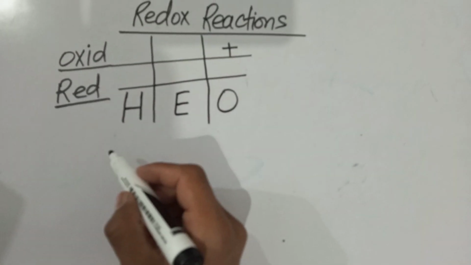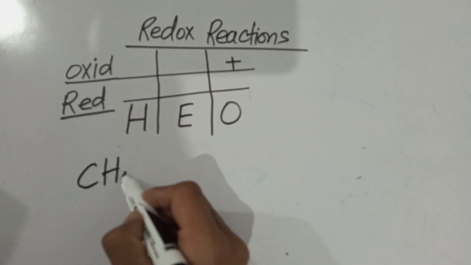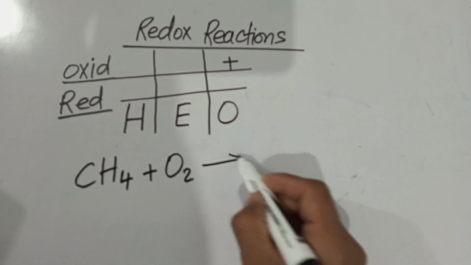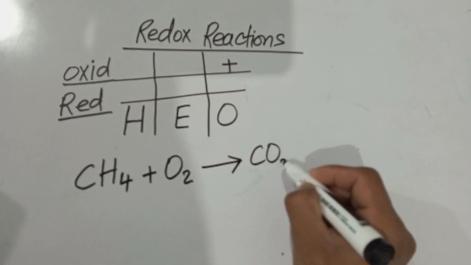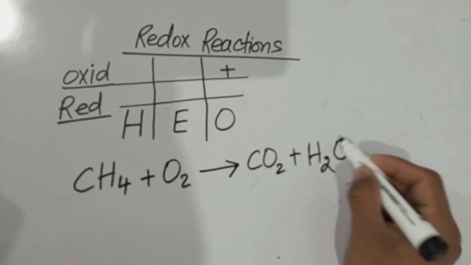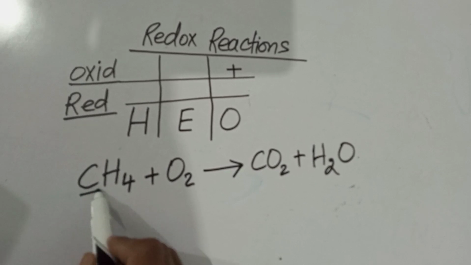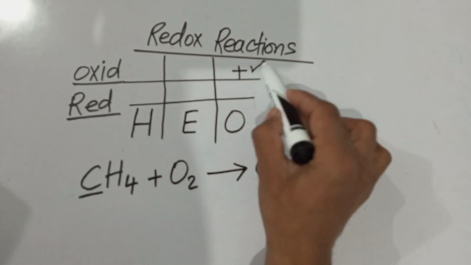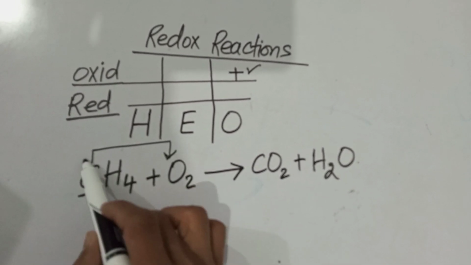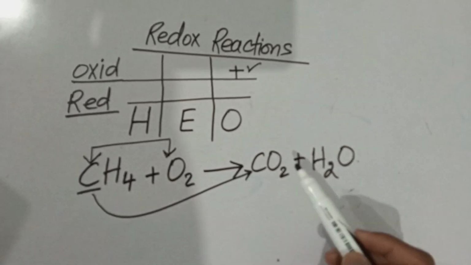For example, if CH4 is burnt in the presence of oxygen, it forms carbon dioxide and water. You can easily identify that carbon is undergoing oxidation. According to the above formula, oxygen is added to this carbon, so carbon is oxidized to CO2.